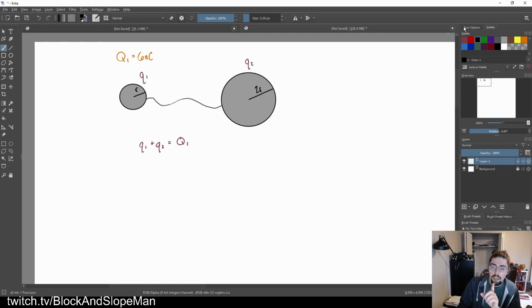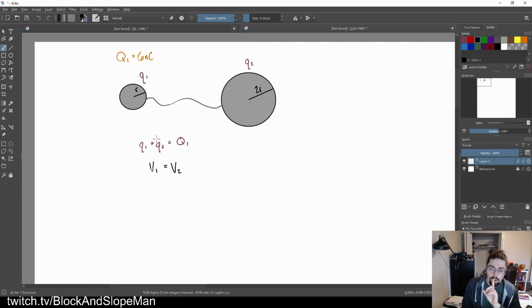But then there's one other thing that we also know. And it's the fact that because these are two conductors connected, the potential across the surface is equal everywhere. If there was any discrepancy in the potential, if my second object had a little bit lower potential of any sort, charges would move from sphere 1 over to sphere 2 until the potential was equal all the way across. So the other thing that I can write here is that V1 is equal to V2.